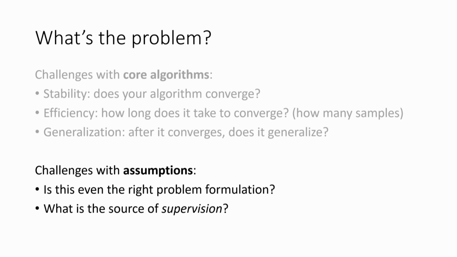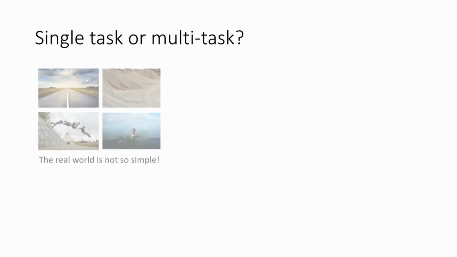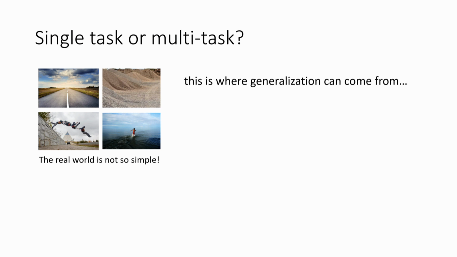Now, let's briefly discuss some of the assumptions. So far I talked about challenges with core algorithms. I want to also talk a little bit about some of the challenges with the assumptions. So we might imagine that if we have realistic reinforcement learning settings, we might really want to have a multitask formulation. And a lot of the things that I mentioned so far might get you thinking about that. If you have a multitask formulation, you can actually start thinking about generalization in a meaningful way. You can start thinking about models that can be effective in diverse real-world environments.